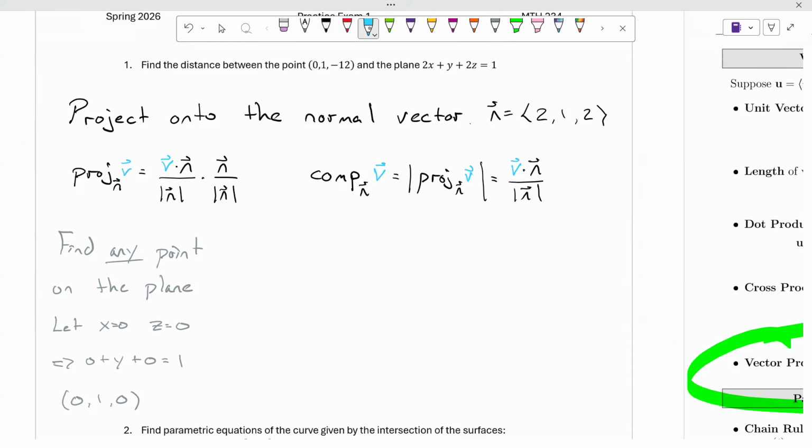So again, there's a lot of variability in this problem. But now that I've got that, I can go figure out my vector v. It's going to be my original point, 0, 1, negative 12, minus, and I suppose I should write it as a position vector instead of a point. So 0, 1, negative 12 minus that point that I just picked, which was 0, 1, 0 for my case, giving me 0, 0, negative 12.